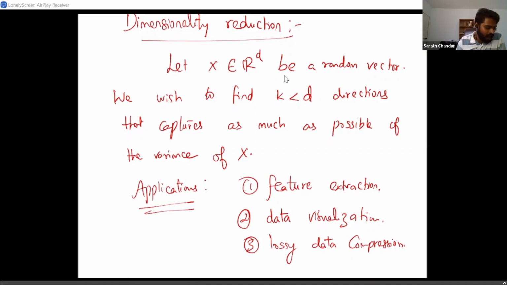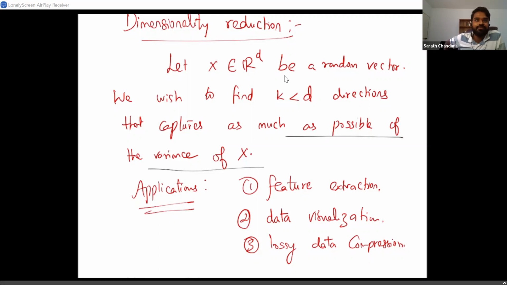Okay, having motivated the problem, let's go back to the problem and see specifically why I designed it in such a way that I want to capture the maximum possible variance of X. So I will repeat the problem statement again. Let's say I have some X which belongs to R power D. We wish to find K directions, where K is less than D, that capture as much as possible of the variance of X. Now, what do I mean by variance of X? It is just the regular variance of the random distribution that you have. So the question is, why should I capture the variance?